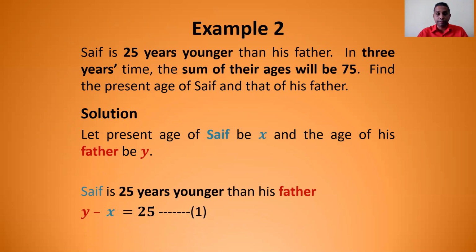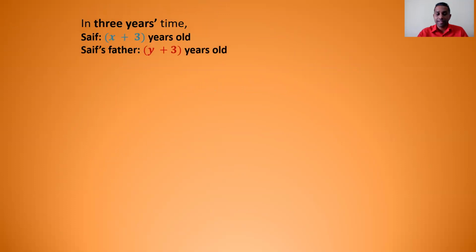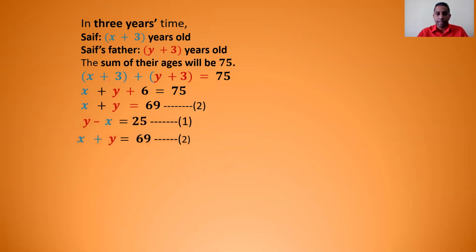Also, we were told that in 3 years' time, the sum of their ages will be 75. Now, in 3 years' time, Saif's age would have increased by 3. This is the same case for Saif's father, whose age will also increase by 3. The sum will make 75. It means that when we add these two ages, we will get 75. Now, when we simplify this statement, we get x plus y is equal to 69. So now that we have the two equations, we are going to solve them simultaneously.